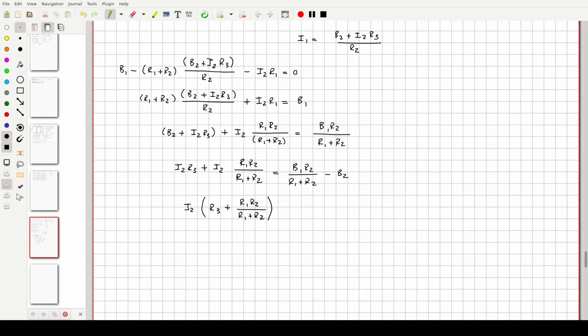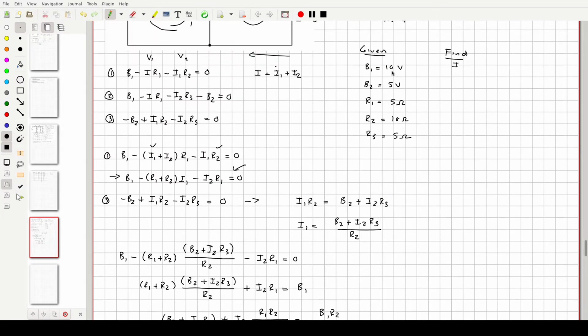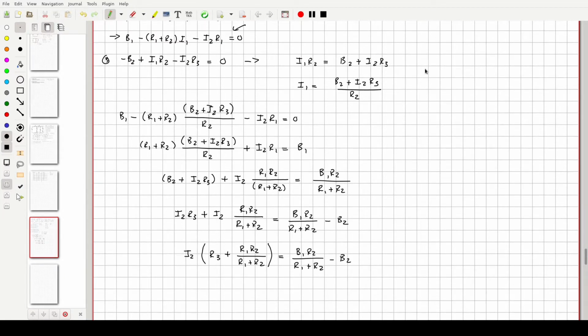When I do that, I have that left. And on the right-hand side, I have B1 R2 over R1 plus R2 minus B2. Now, what I'm going to do is just go ahead and explicitly solve for I2 from an algebraic standpoint and plug my numbers in. I'm going to do it up here because this is close to where my givens are, so I can just very easily reference them.